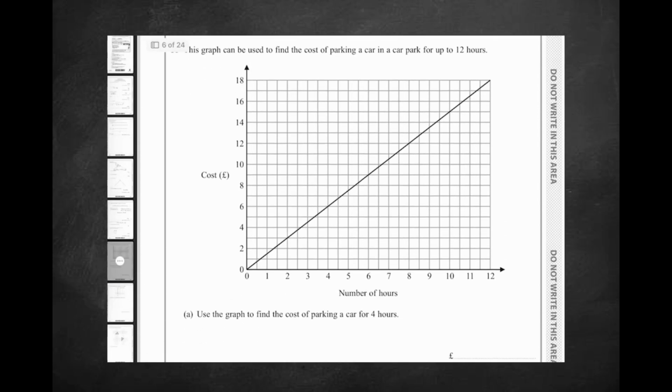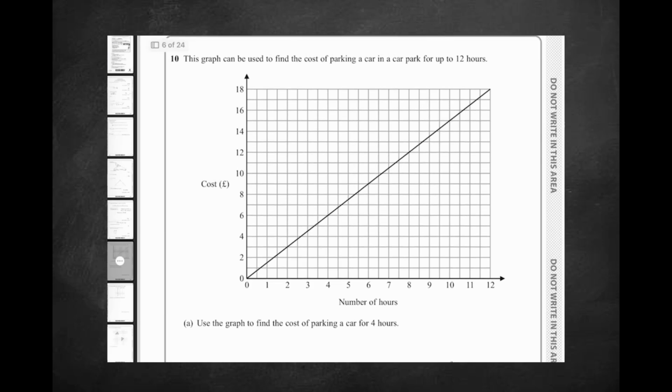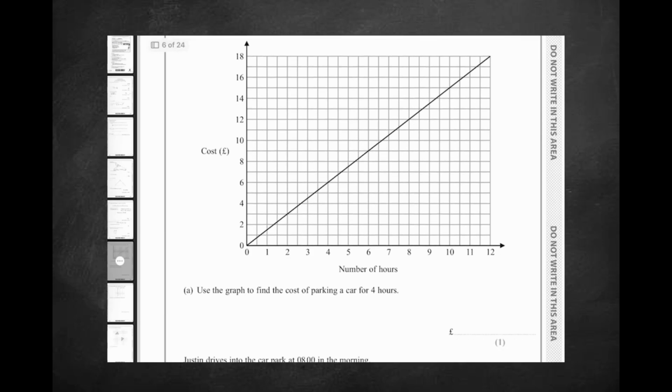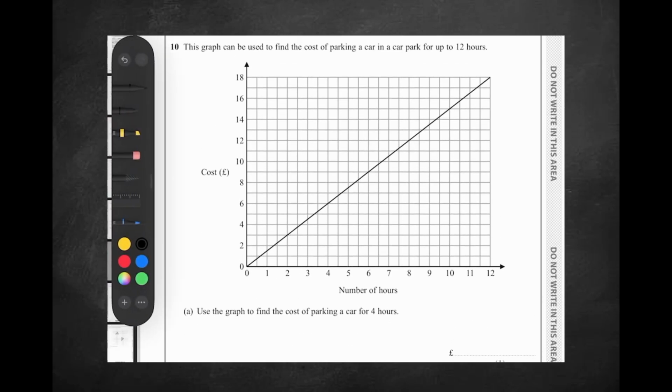Question number 10. This graph can be used to find the cost of parking a car in a car park for up to 12 hours. Use the graph to find the cost of parking a car for 4 hours. So number of hours runs along the bottom, so 4 hours is here, and all we'll do is go up from 4 to here on the graph, and run across from there, and you can see that will be £6.